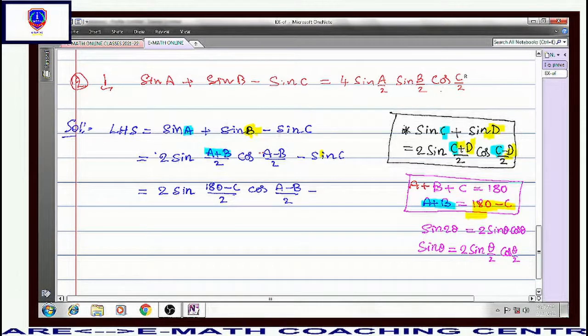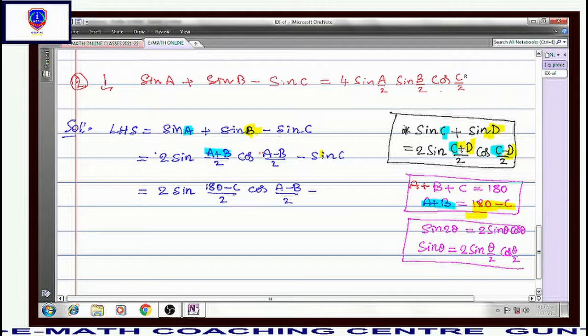Okay, fine. So all these formulas, students are requested to learn all these kinds of formulas. Whatever I am mentioning here on the right hand side, we have to learn them as early as possible.